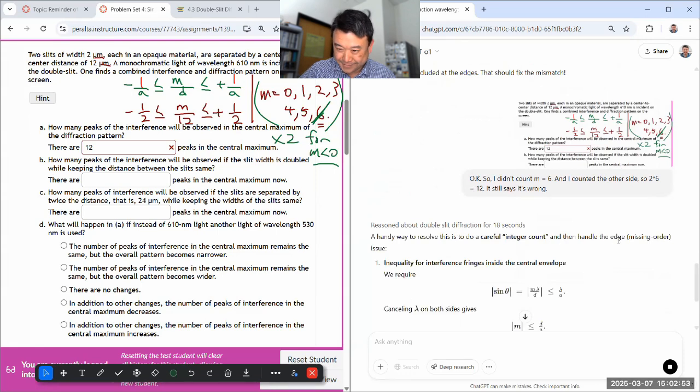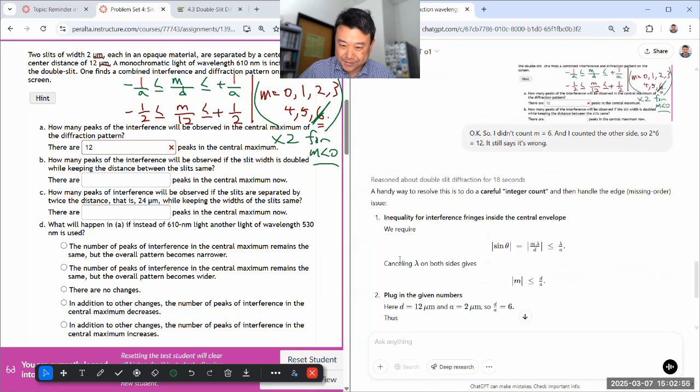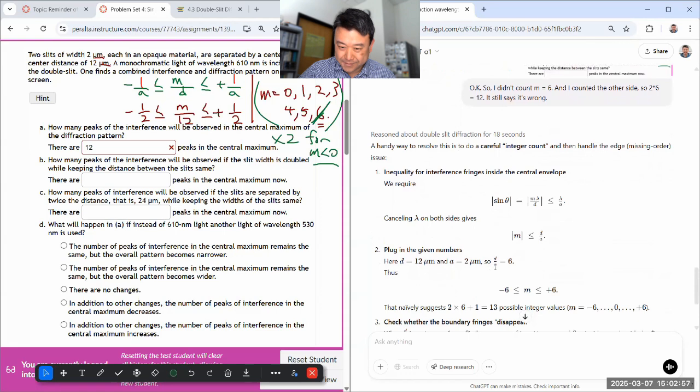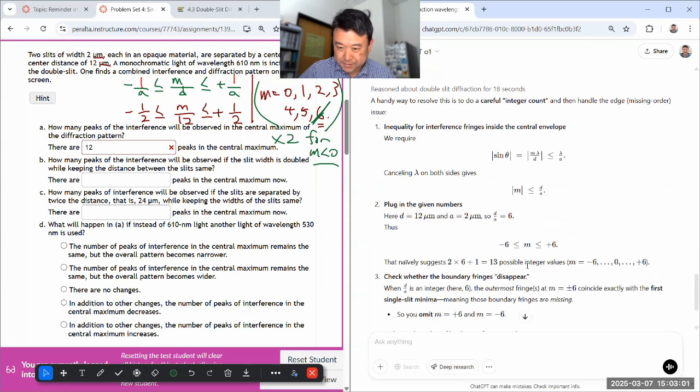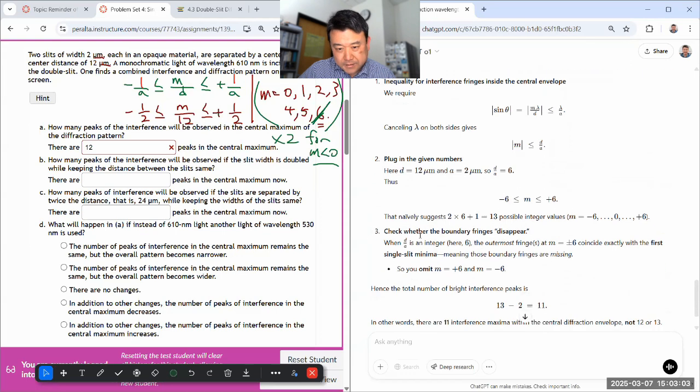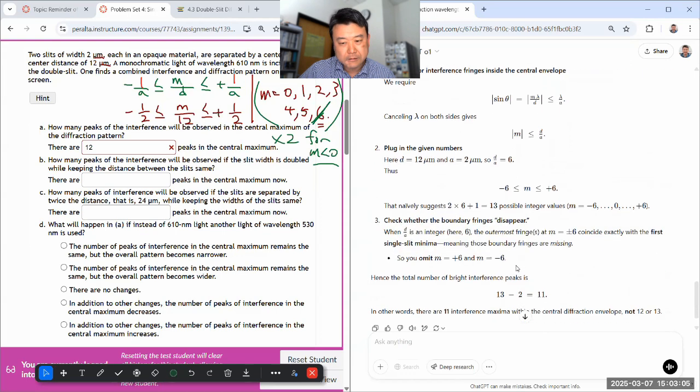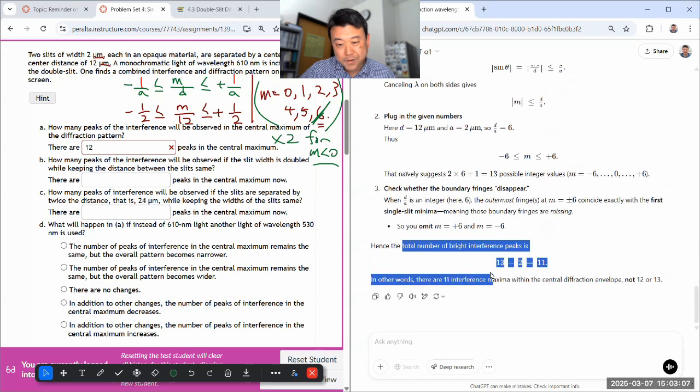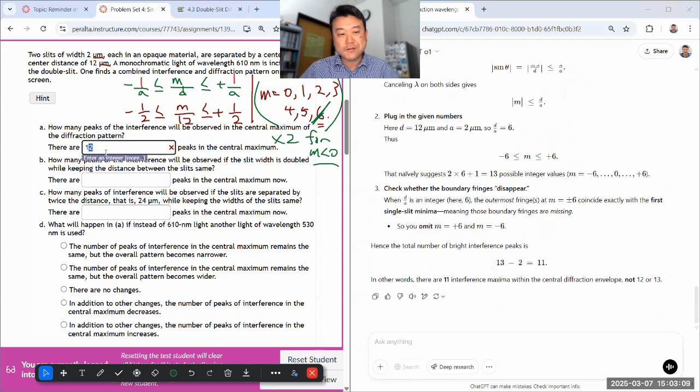Careful into the count. Okay, we apply canceling both sides. Okay, -6. Yeah. It's still stuck with it. I already fixed that. Sometimes it does that. But it tells me 11, which is the right answer.